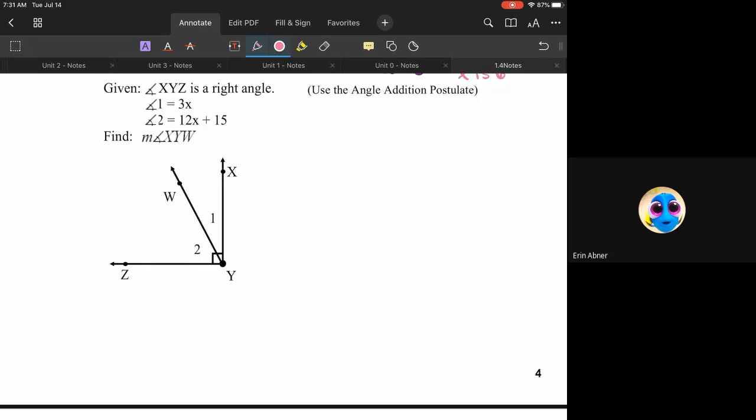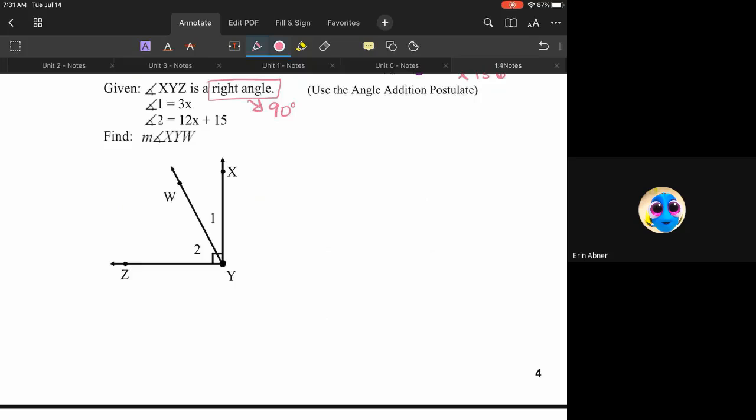Okay, so now we are looking at our second example. So it's given that angle XYZ is a right angle. So right angles equal 90 degrees. So we're going to immediately make that note to ourselves that a right angle is 90 degrees. Without the degree sign, it's just 90. And that doesn't help us. So make sure we put our degree sign there.